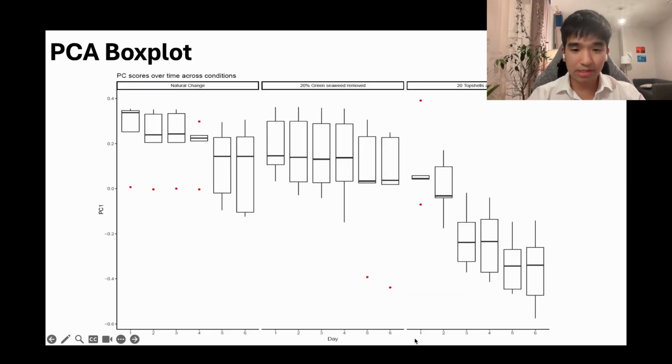Another way to visualize this is a different representation of the principal component. Again, there's no real change in the natural change condition or the 20% green seaweed condition. But with the 20 top shells added, you can see a step-like transition in this condition. So then we apply Bayesian networks onto it.